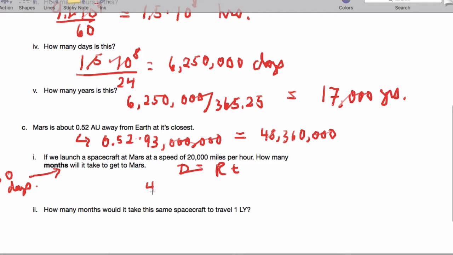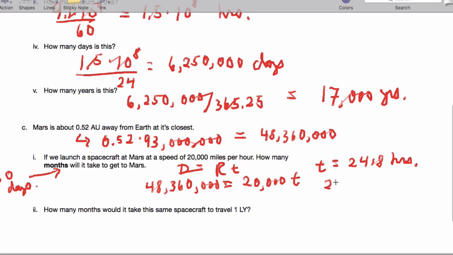Our distance is 48,360,000. And then our rate is 20,000. And our time is the unknown. So when I actually get my time, that ends up being 2,418 hours. I want to get that into days, so I'll take 2,418 and divide it by 24 to get the days. But I don't want to stop at the days. Let me divide by 30 to get the number of months, and that's going to give me about 3.35 months.